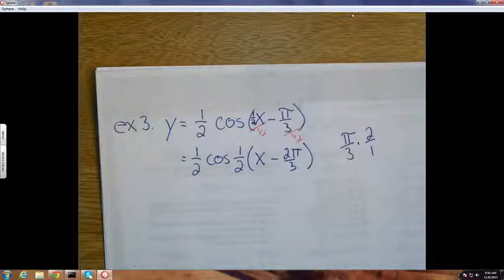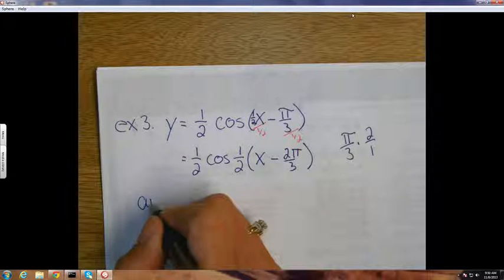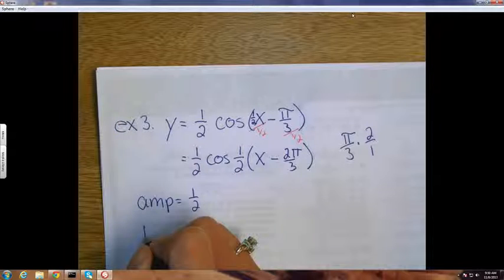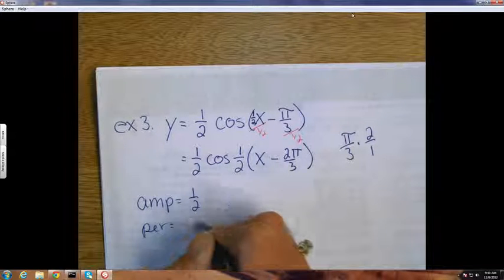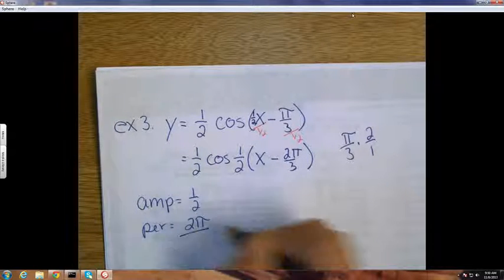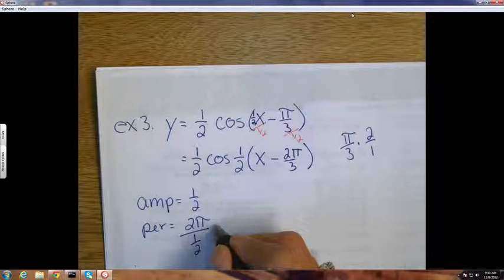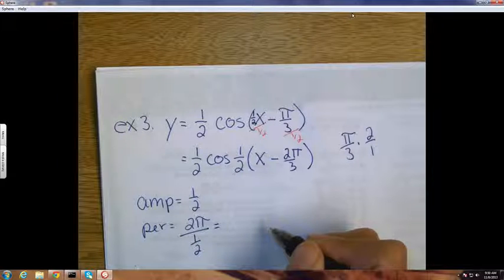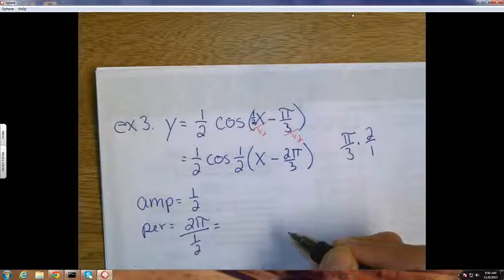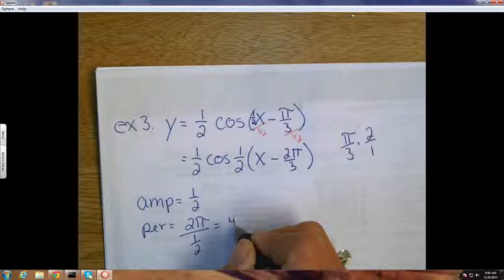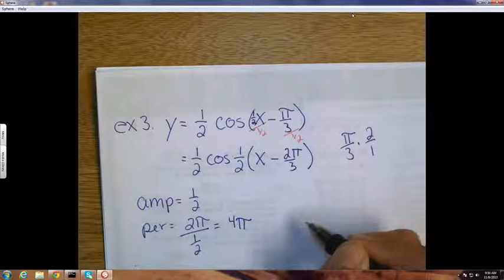Okay, now we pick amplitude, 1/2. Period. What's it going to be? It'll be 4 pi. 2 divided by 1/2, which is 2 times 2, gives us 4 pi. Period.